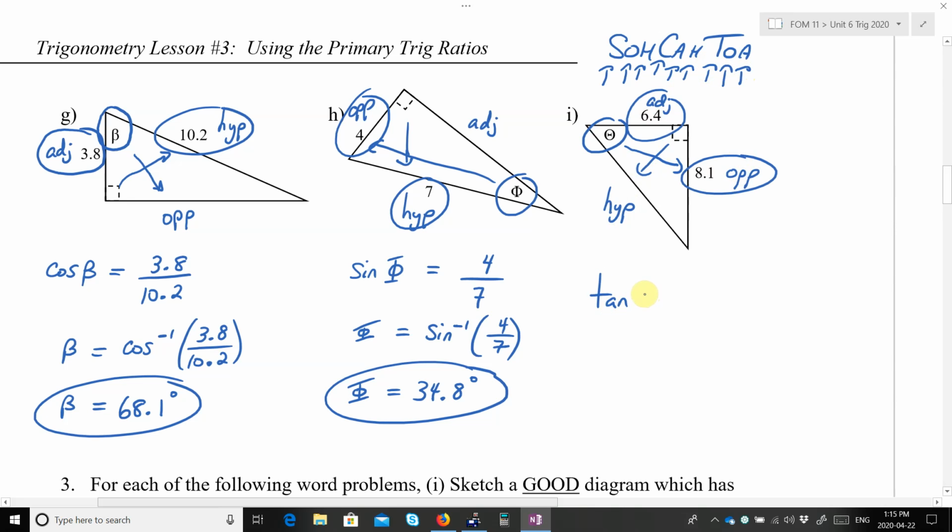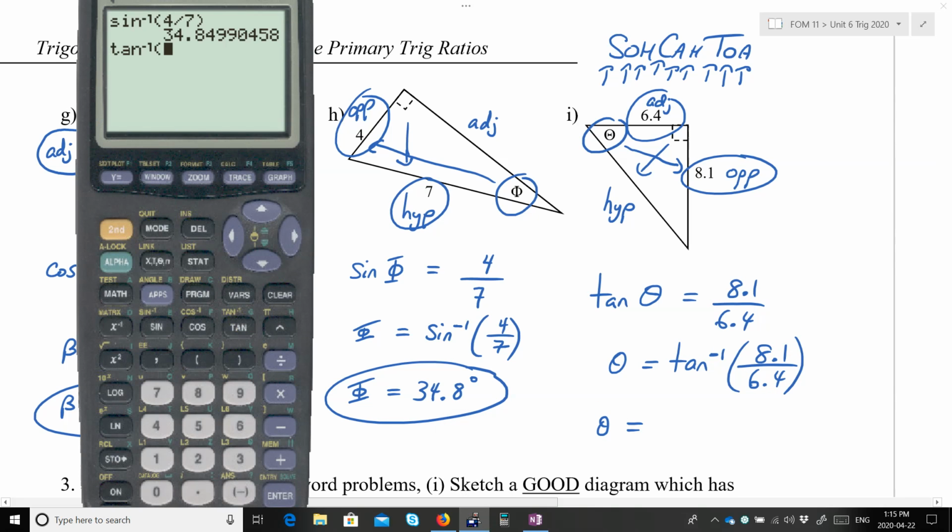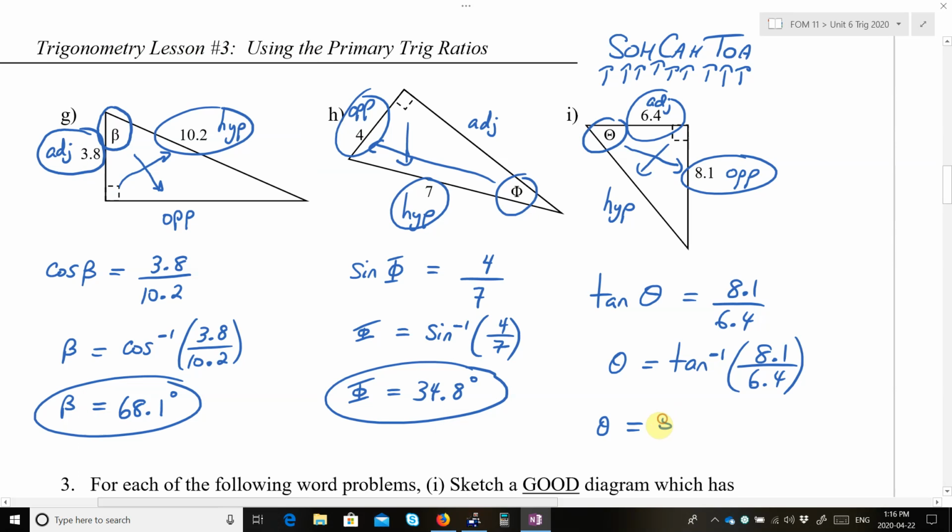So you go tan theta is equal to opposite, 8.1, divided by adjacent, 6.4. And so theta is going to be tan inverse of 8.1 divided by 6.4. Shift tan, 8.1 divided by 6.4. And we get 51.7 degrees because we're finding an angle.